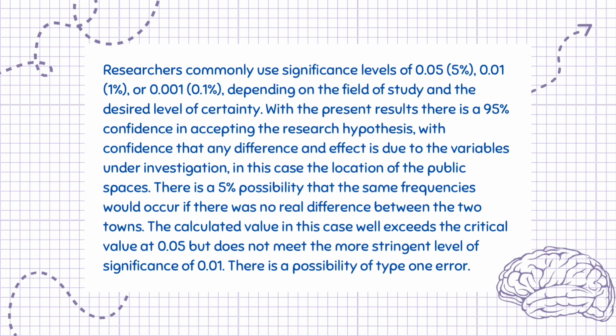With the present results, there is a 95% confidence in accepting the research hypothesis, with confidence that any difference and effect is due to the variables under investigation, in this case the location of the public spaces. There is a 5% possibility that the same frequencies would occur if there was no real difference between the two towns. The calculated value in this case well exceeds the critical value at 0.05 but does not meet the more stringent level of significance of 0.01. There is a possibility of type 1 error.